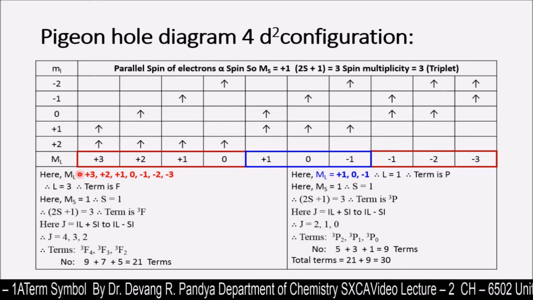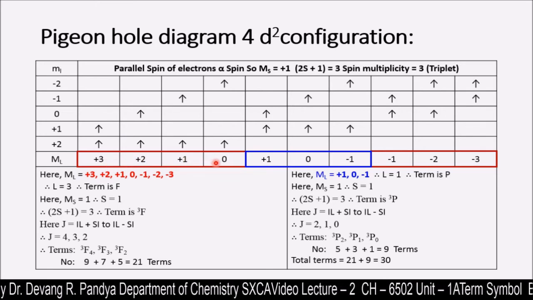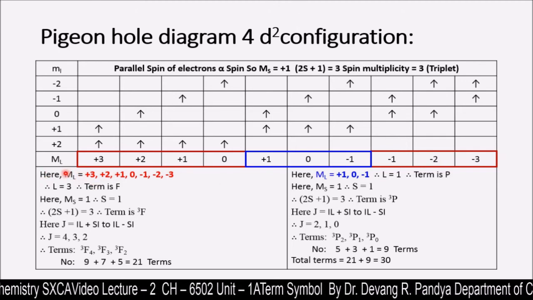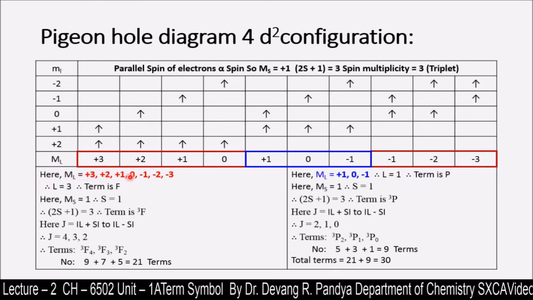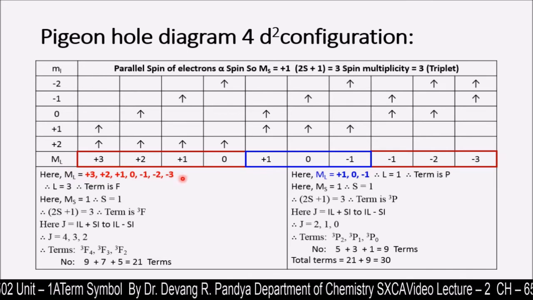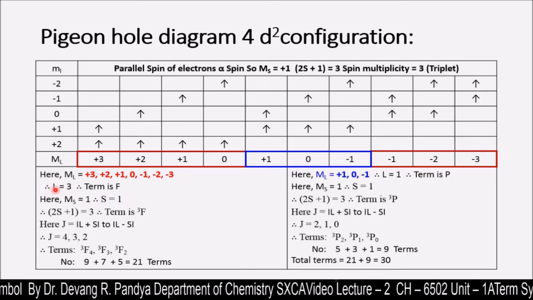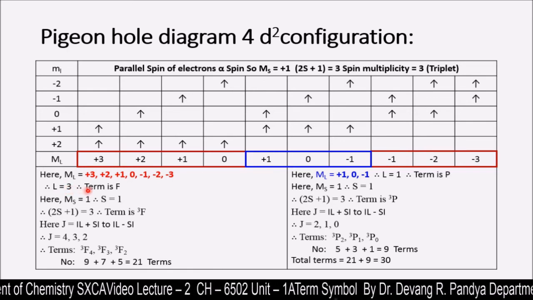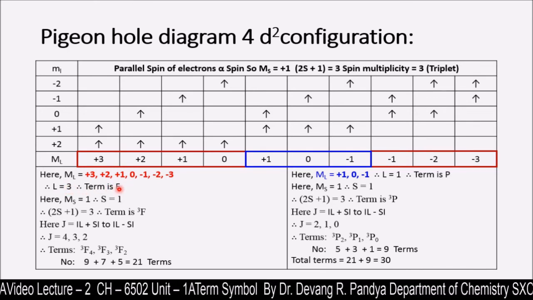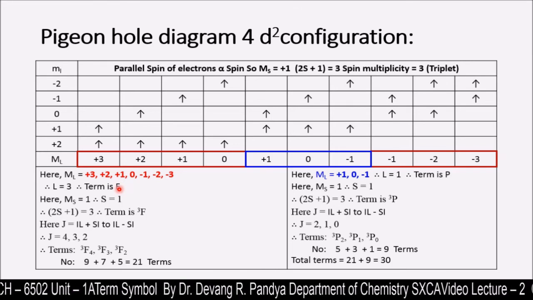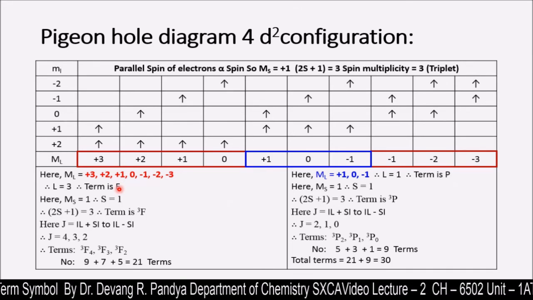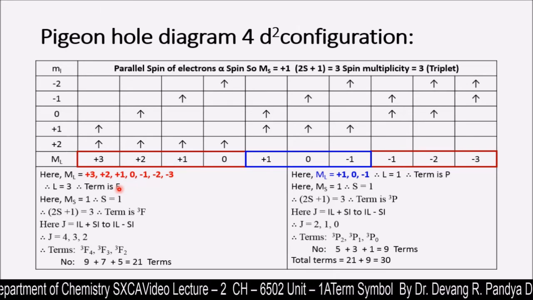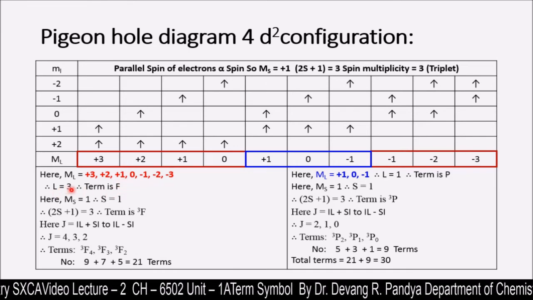Red colored box is given here, that is for plus 3, plus 2, plus 1, 0, minus 1, minus 2, minus 3, that is for red color. So here red color is symbolized for M subscript L value, plus 3 plus 2 plus 1 0 minus 1 minus 2 minus 3, and for that the resultant orbital angular momentum quantum number L value is 3, and for L = 3 the term is assigned as F. L = 0 is S, L = 1 is P, L = 2 is D, L = 3 is F. So here F is assigned to L equal to 3.